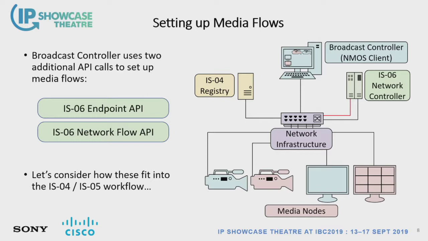So on the right there, you can see a pretty basic diagram showing a professional media network. So we've got our network infrastructure in the middle there, represented by a single switch. That could be an entire leaf-spine network made up of multiple switches. Connected to that, we have a series of media nodes, or endpoints in ISO6 parlance, consisting of various cameras, monitors. It could also be vision mixers. It could be combinations of senders and receivers within a single media node. And then we've got our ISO4 registry connected to that network, a broadcast controller, and also, because we're living in an SDN world here, we've got an ISO6 network controller there.